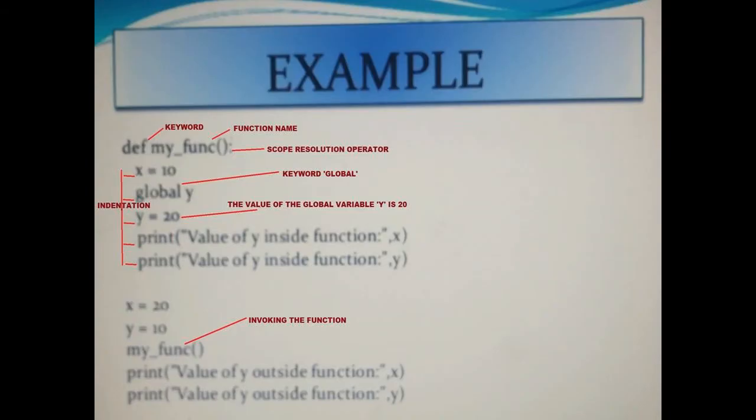This diagram will make everything about the function clear. Let us see. The function name is my underscore function. It has no parameter. Then the scope resolution operator. Why are we using the scope resolution operator? To get the indentation done. Indentation means that everything written inside the indented part is part of my function, which means all the processes will be done for my function.